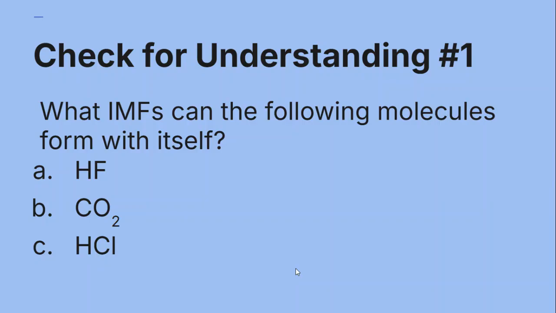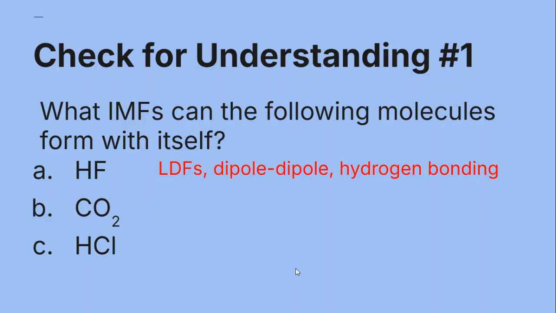So HF is just a hydrogen bonded to a fluorine. Automatically can form LDFs because every particle can form LDFs. It is polar, so therefore it can form dipole-dipole interactions. And it contains a fluorine-hydrogen bond, so you should have said that HF can form LDFs, dipole-dipole, and hydrogen bonding.